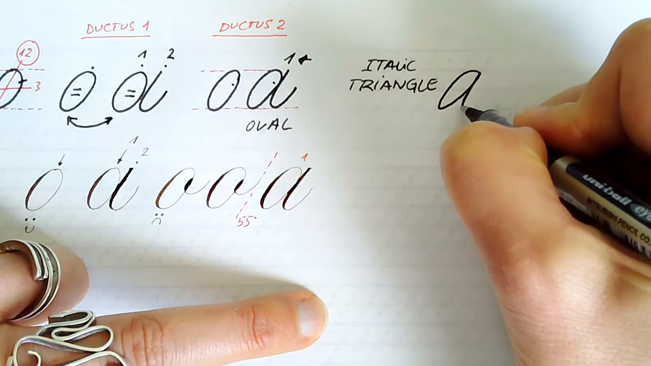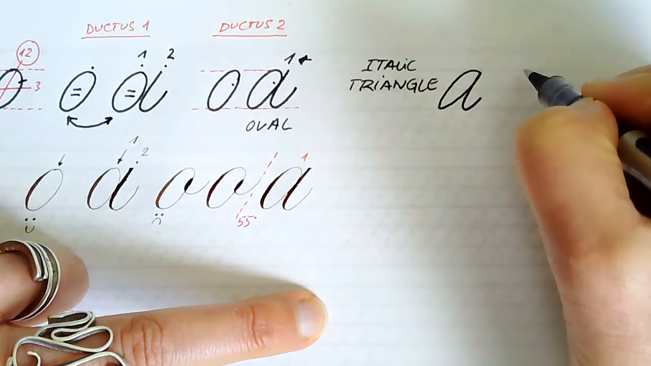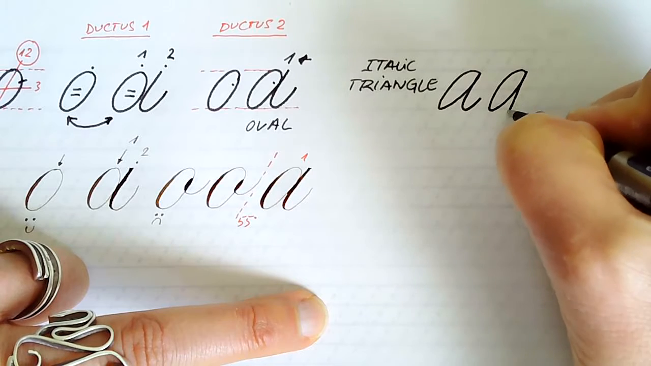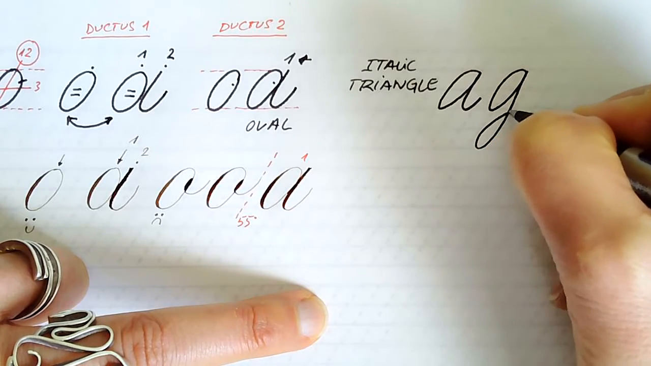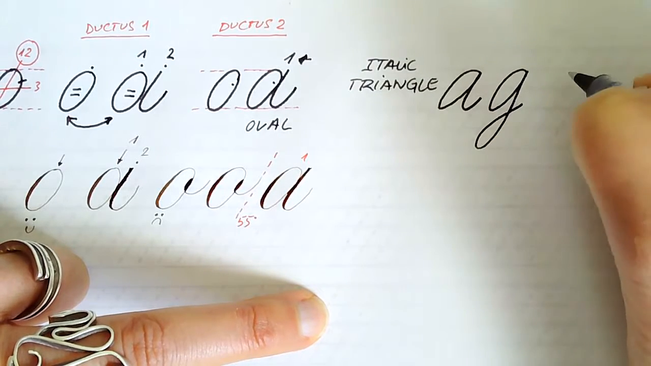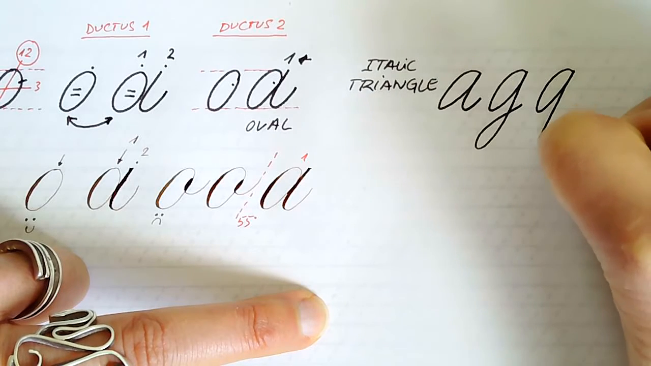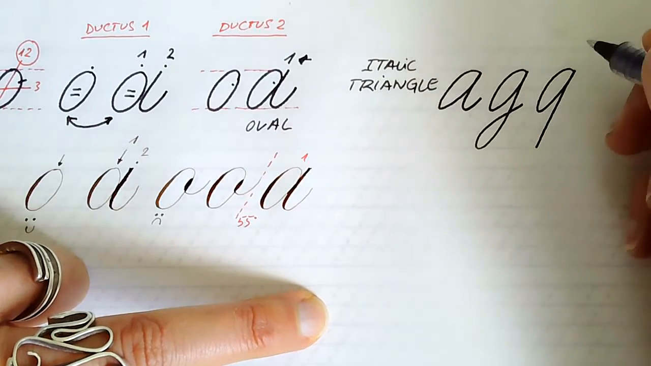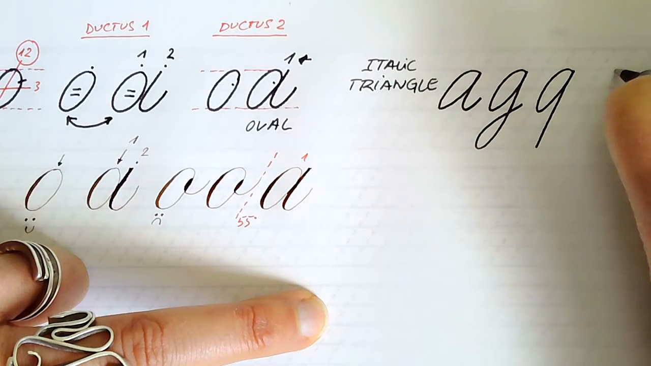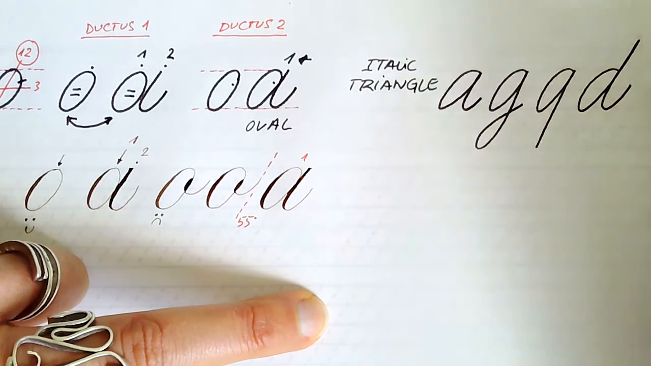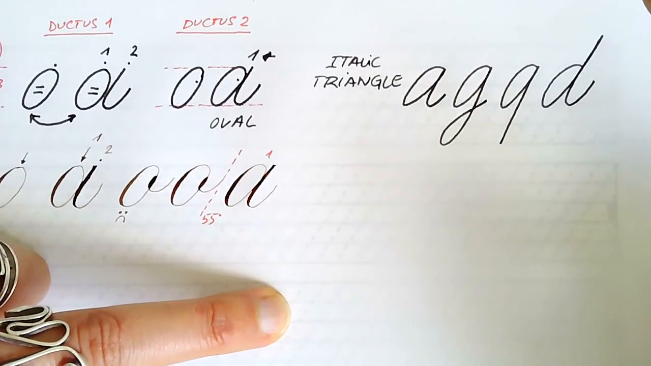Letter A, letter G, letter Q, letter D. All right, so we will be looking at that.